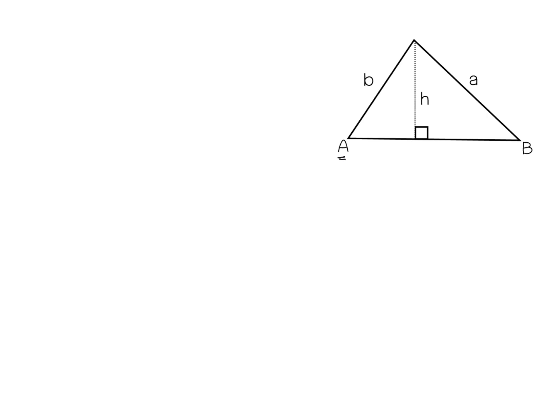So we're going to start with angle A there. We're going to use the sine ratio from angle A. So I know the sine of A is equal to the opposite over the hypotenuse. So that would be H over B.